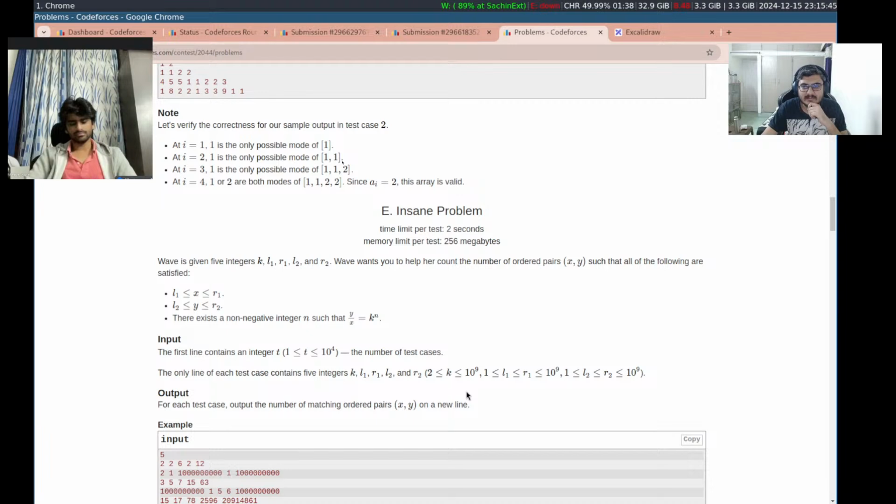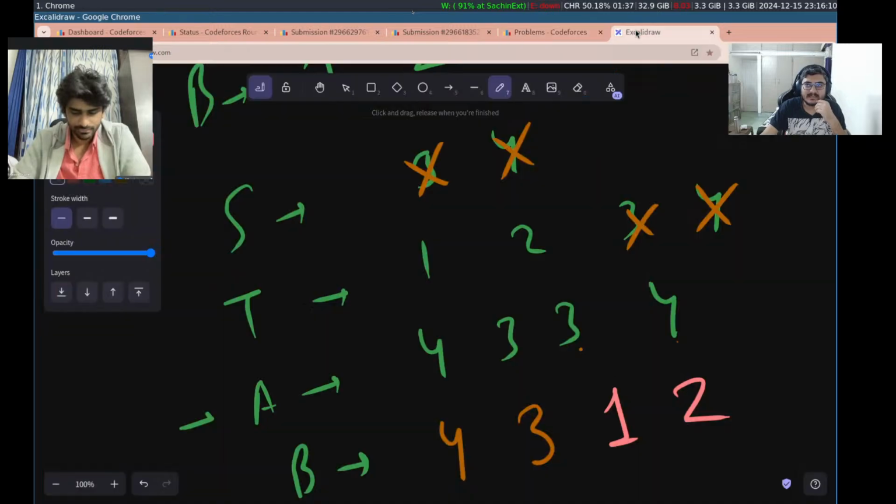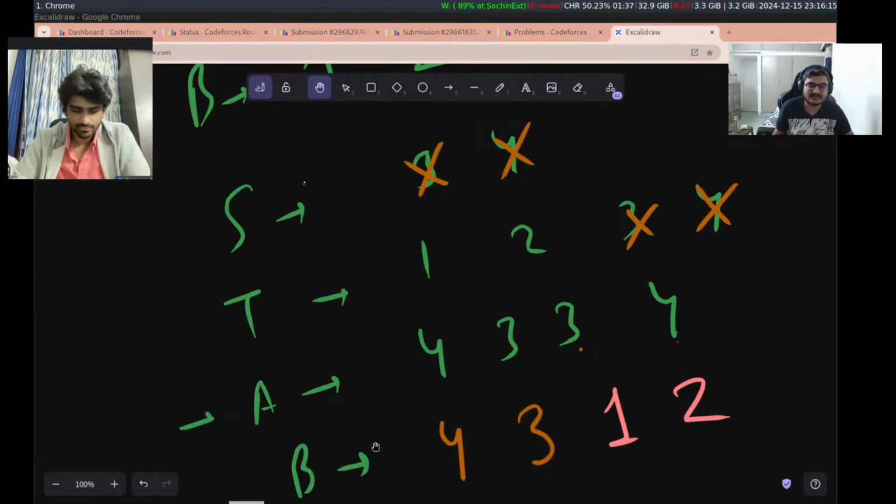Okay, but my problem is we cannot iterate over all x1, y1, right? Because we have 10 to the power 4 test cases and L, R can be up to 10 to the power 9. And I think the first observation here was that the value of n cannot be more than 30. I think everybody must have figured that out. That was the first observation I also had.